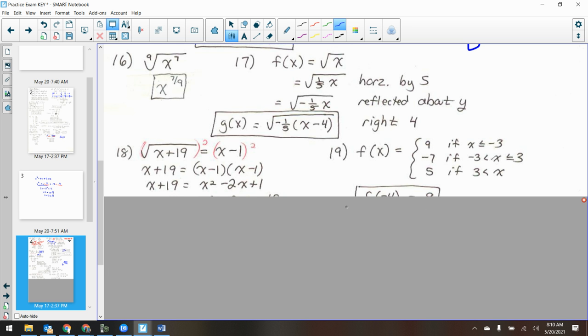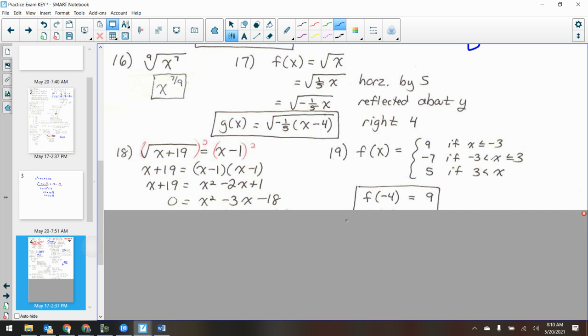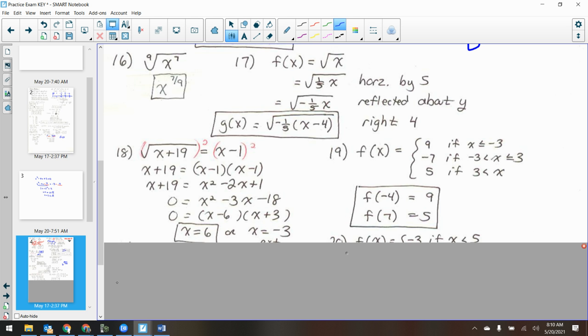When I FOIL that out, and then I just solve. I subtract over the x and subtract over the 19. So negative 3x minus 18, which factors. Factors of negative 18 that add to negative 3 are negative 6 and positive 3. So x equals 6 and x equals negative 3.